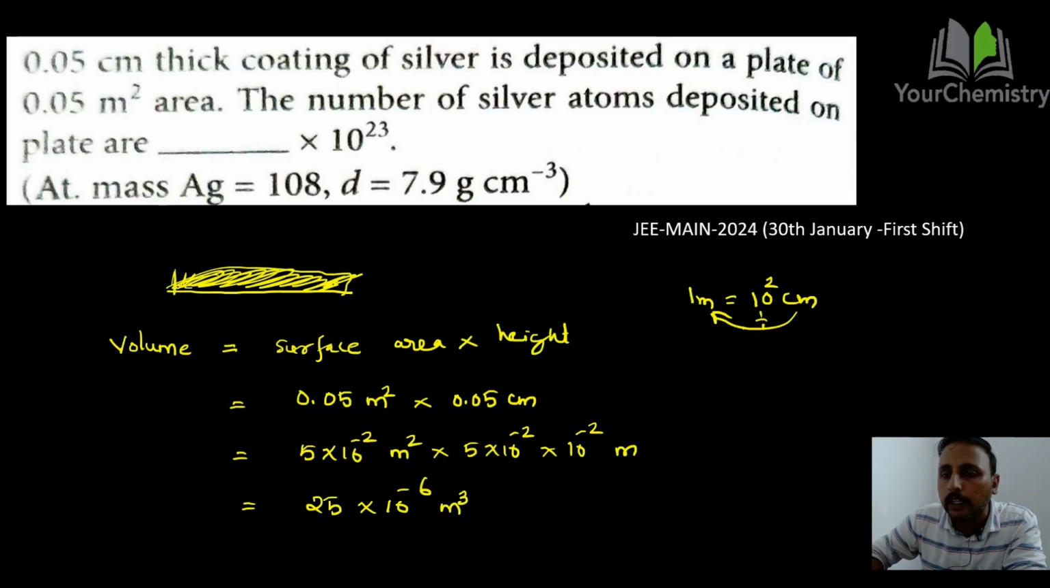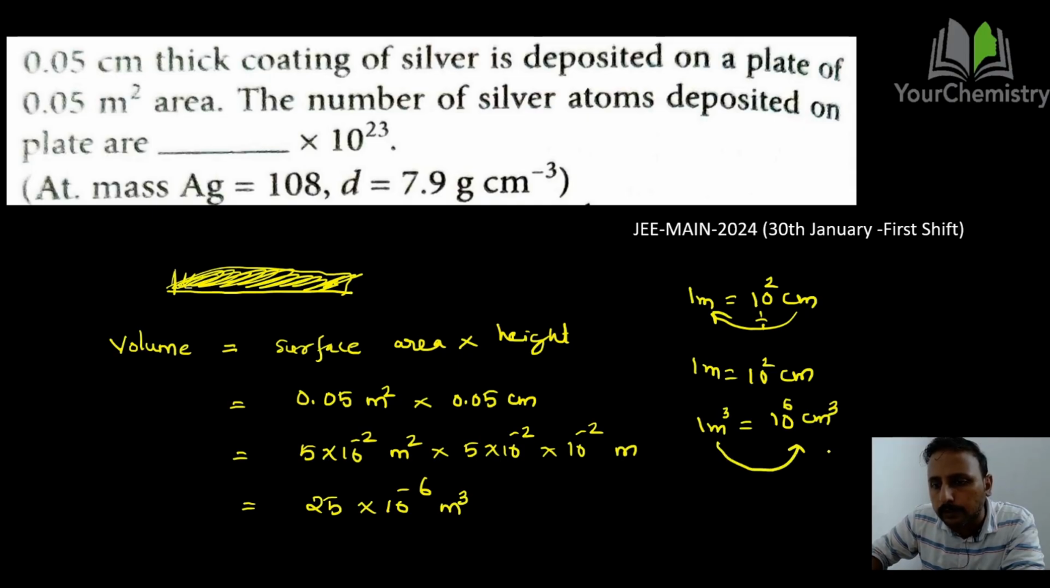Any doubt? If 1 meter is 10^2 centimeter, what will be 1 meter cube? That will be 10 raised to 6 centimeter cube. So if I want to convert meter cube into centimeter cube, I need to multiply by 10 raised to 6, and this will become 25 centimeter cube. So the volume of that particular region in which silver is coated is 25 centimeter cube. I hope this much is clear.